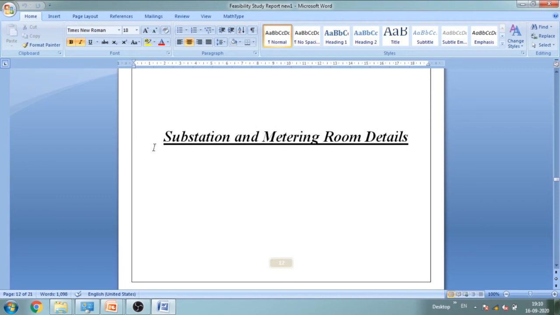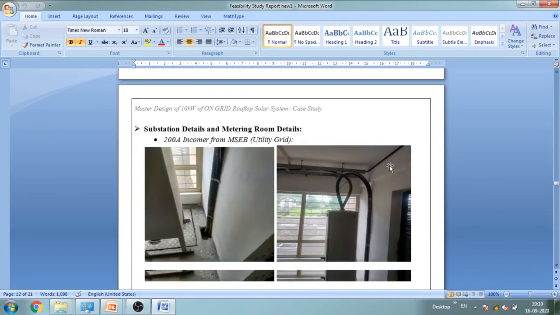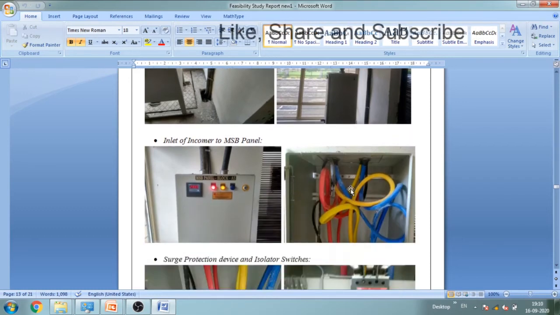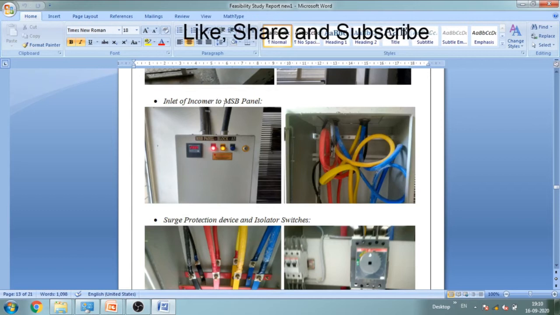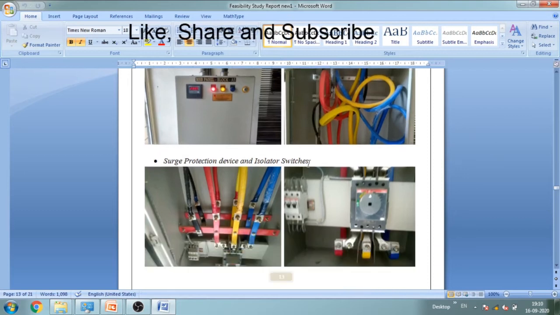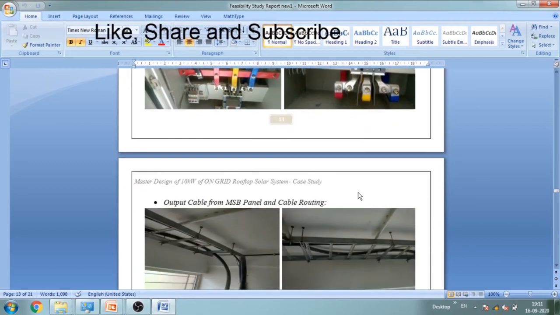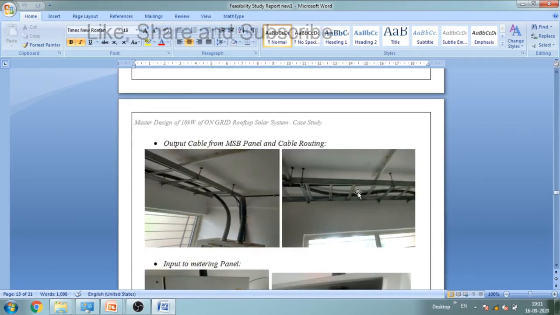The fourth parameter we need to mention in the feasibility study report is the substation and metering room detail. Here we have mentioned the 200 ampere incomer from the utility grid. It is coming from here. This wire is coming from the utility grid, and its specification is 200 ampere. This wire is the inlet to the incomer of the MCB panel. These are the wiring structures, given over here. Then there is a surge protection device and isolator switches located over here. Those images we need to put in the feasibility study report.